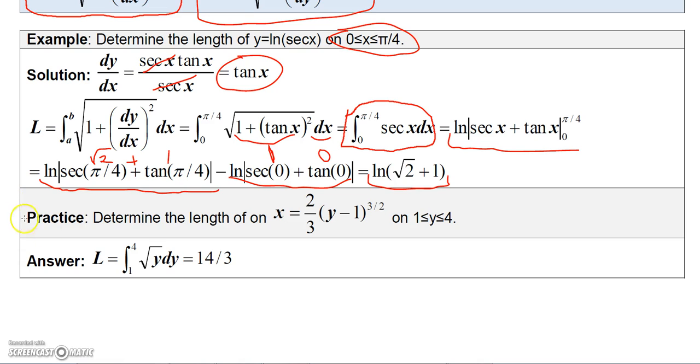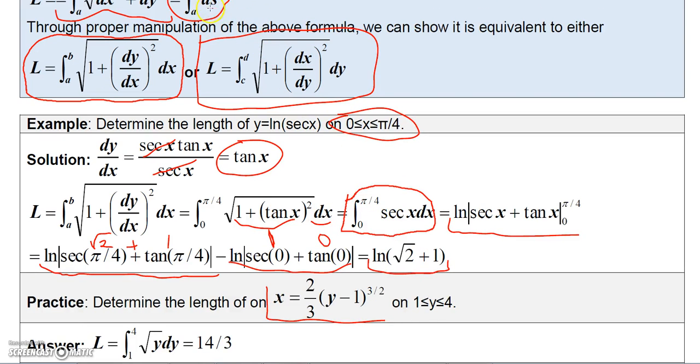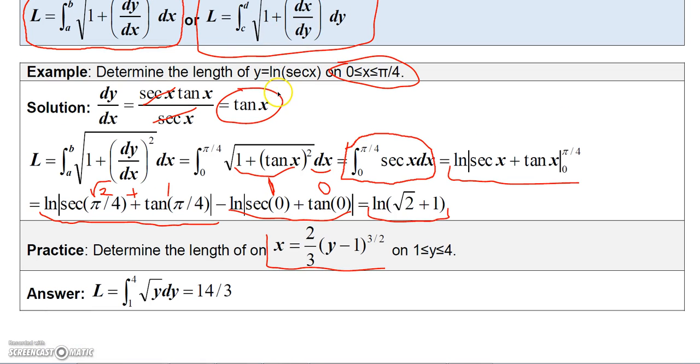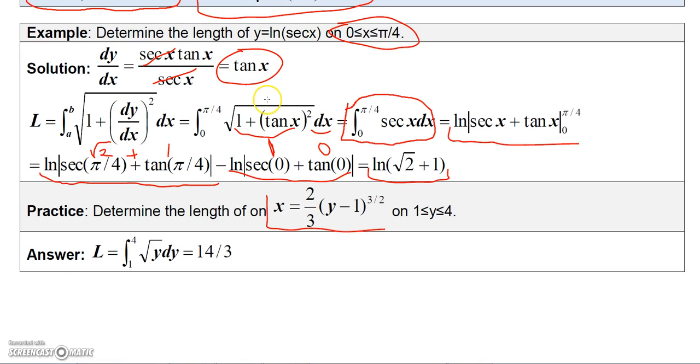There's another practice problem that you can do here, and on this one, I suggest you do it with the second formula up here. You would integrate from y equals 1 to y equals 4, and find the derivative of x with respect to y, square it and plug it into the formula. And there's your answer there. The answer I got was 14/3. I ended up with the integral from 1 to 4 of square root of y dy, and when I integrated that I got 14/3 for the length of my curve.